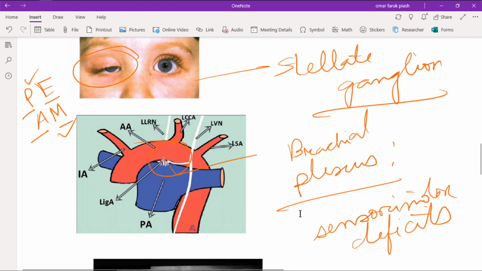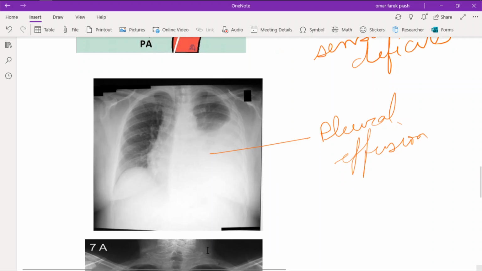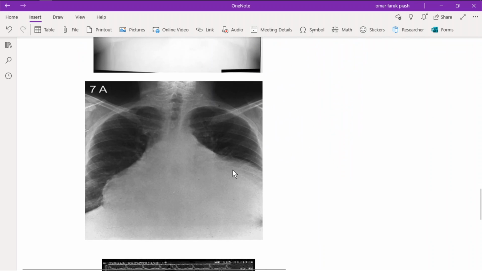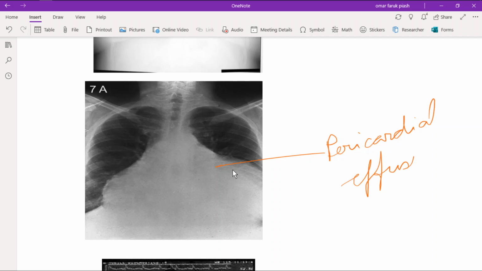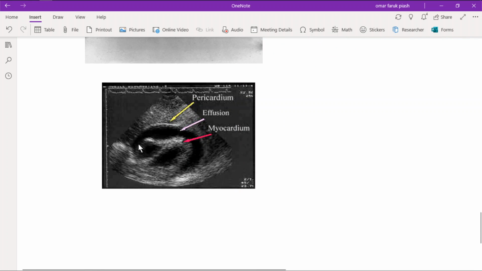The other complication of lung cancer: in this picture you can easily interpret that this is pleural effusion. In the next picture, the lung marking is present, so it is not pleural effusion, it is pericardial effusion. In complications of lung cancer, you may get pleural effusion, you may get pericardial effusion. This is another picture with pericardial effusion.